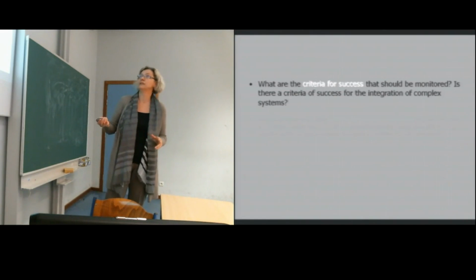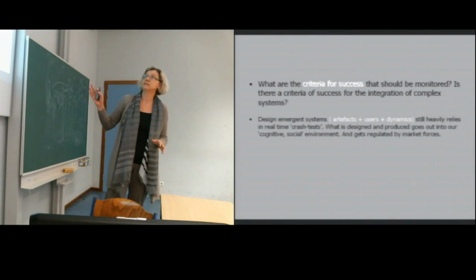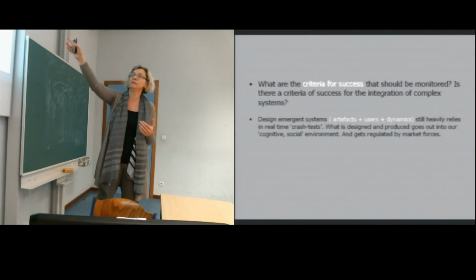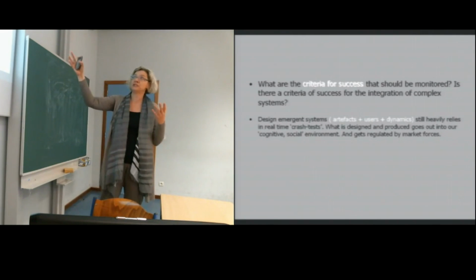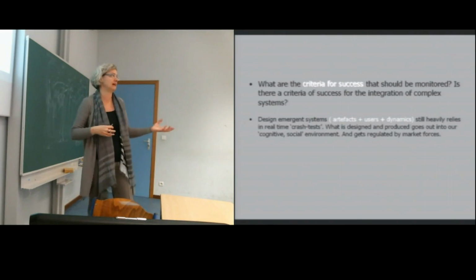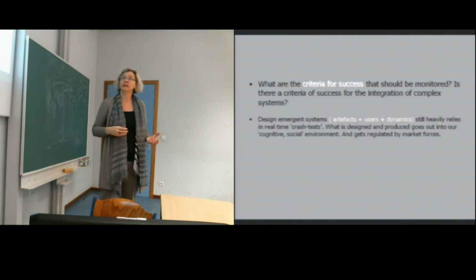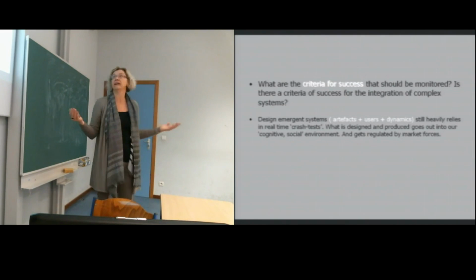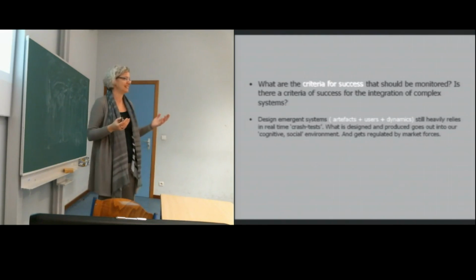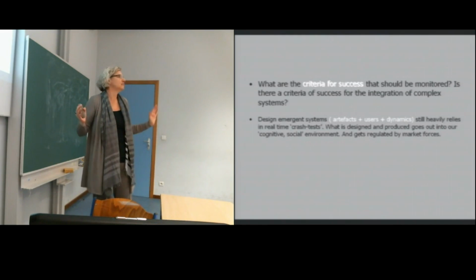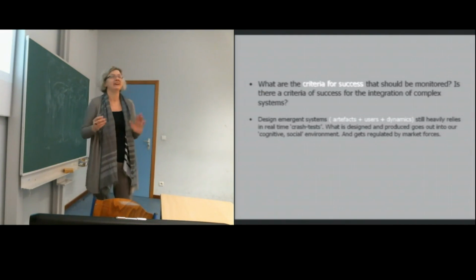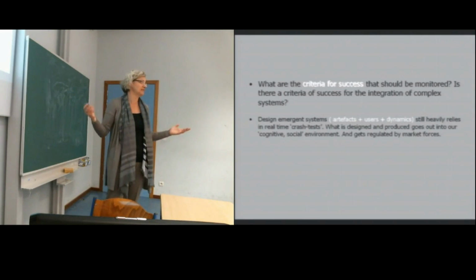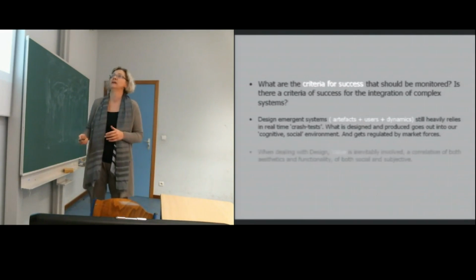But I wish to bring up two aspects. One, it's relevant because at the moment all these systems, which are emergent because they involve the artifacts, the users and the dynamics, are running on real-time crash tests. They go on the market, they are being used, they enter our cognitive spaces and social spaces, they do what they do, and we know very little about it. Their effect is not regulated by anything other than market forces, and national policy, maybe, somewhere.